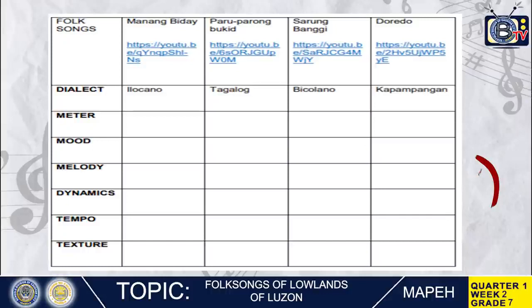On the fifth row, write major or minor scale under melody. On the sixth row, under dynamics, write whether it is soft or loud. On the seventh row, write whether the tempo is slow, fast, or moderate. On the eighth row, write whether the texture is monophonic, homophonic, or polyphonic. And on the last row, write whether the theme of the song is about love, religion, nature, or work. The fourth and the fifth column should be done at your most convenient time as long as you will be able to submit on our next musical session.